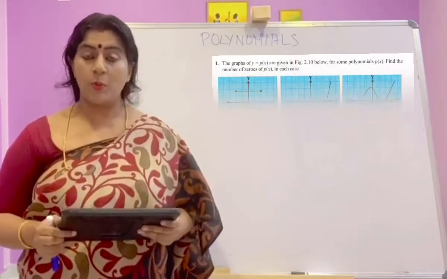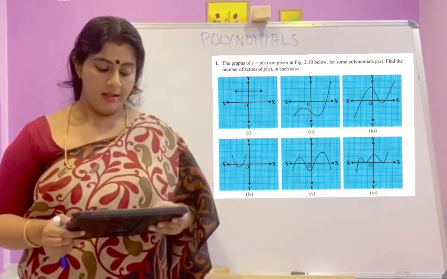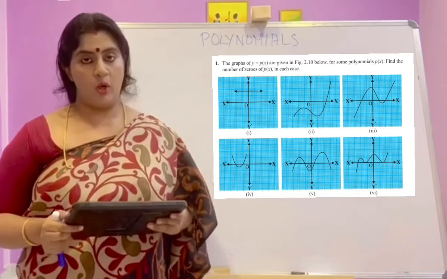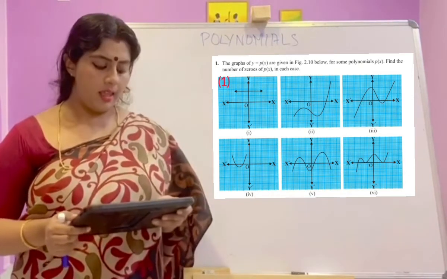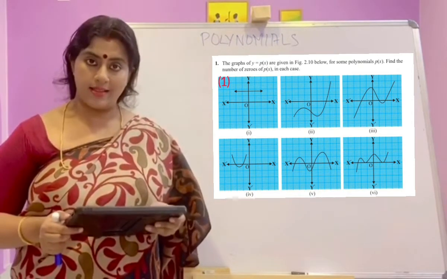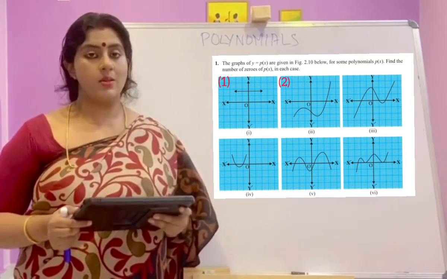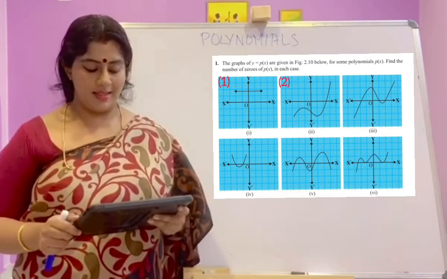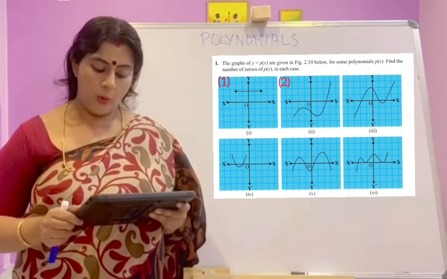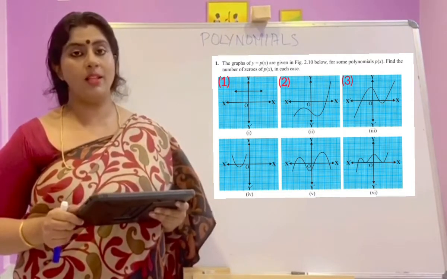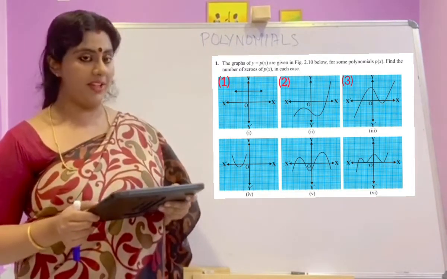Now in exercise 2.1 there are 6 graphs given and we have to find the number of zeros in each polynomial. You can check the first figure. In that there is no point passing through the x-axis, so in that figure there is no zero. Now second figure, there is one point passing through the x-axis and in that figure we get 1 zero. Now in the third, there are 3 points passing through the x-axis. So we can say there are 3 zeros in the third figure.